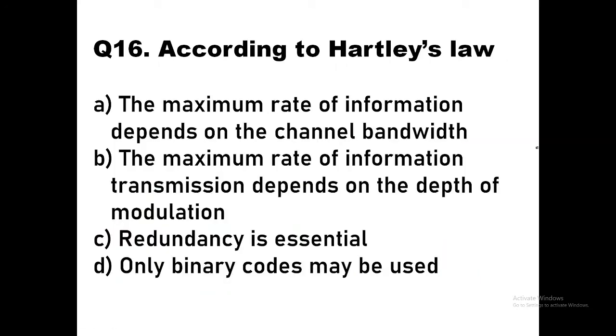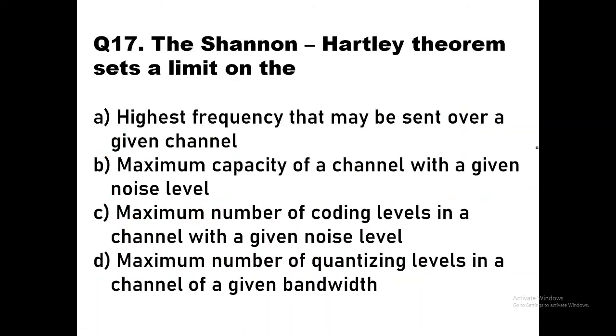Okay. Then we'll go to question number 16. According to Hartley's law, the maximum rate of information depends on channel bandwidth, or the maximum rate of information depends on depth of modulation, or redundancy is essential, or only binary codes may be used. Now Hartley's law gives you the channel capacity, that means your rate of information, which depends on channel bandwidth. So option A will be correct. The maximum rate of information depends on the channel bandwidth according to Hartley's law, because your information rate and channel bandwidth should be matching, then only a proper transmission can take place. Clear? Then we'll go to question number 17.